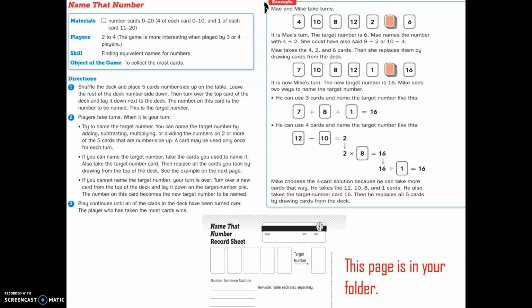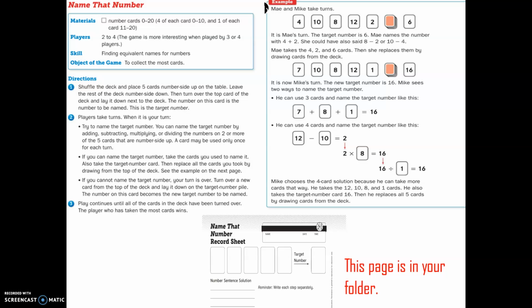And then when you're finished with that, here's a game you get to play. I'm going to send home in your folder a deck of cards that's going to have all kinds of numbers. So you're going to find cards 0 through 20, 4 of each. So, you're going to get 4 of the 0, 1, 2, 3, 4, 5, 6, 7, 8, 9, 10s, and 1 each of 11 through 20.